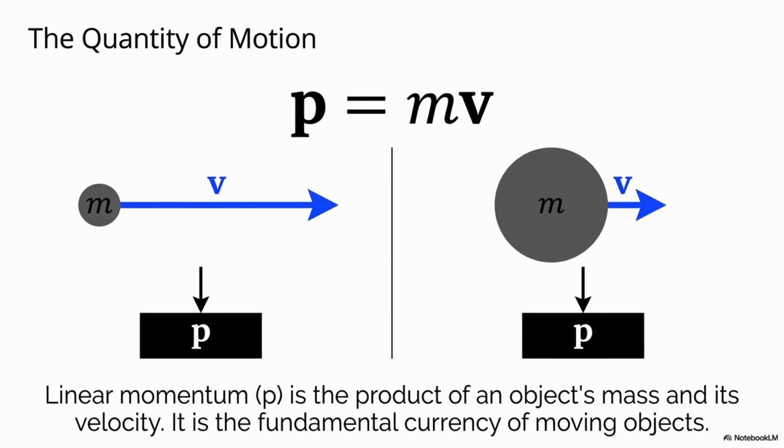I really love how the slide phrases this. It calls momentum the fundamental currency of moving objects. The currency. Exactly. In the physical universe, when objects interact or collide, momentum is the exact currency they trade. The bowling ball and the fast moving marble possess different denominations of that currency based on how heavy they are and how fast they're moving, but they both carry a balance.